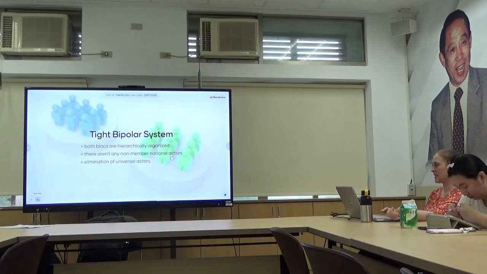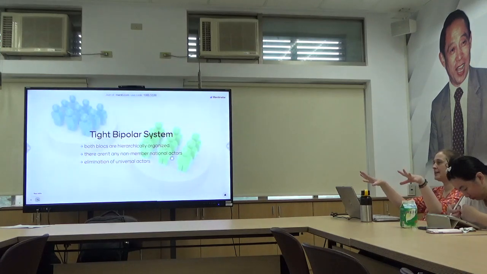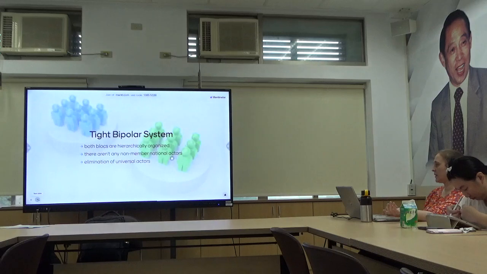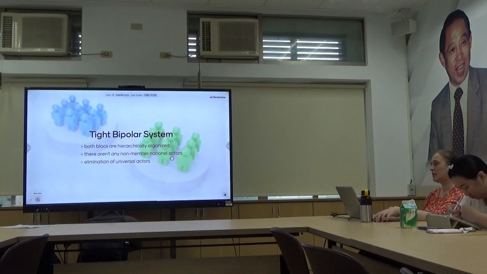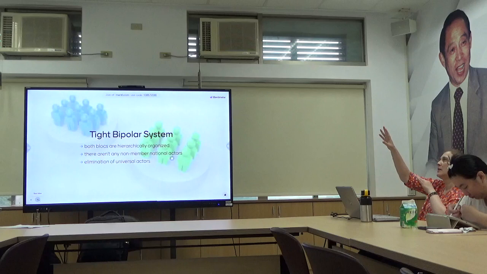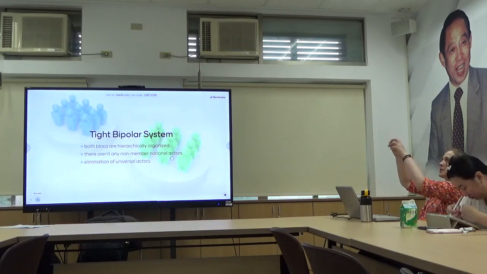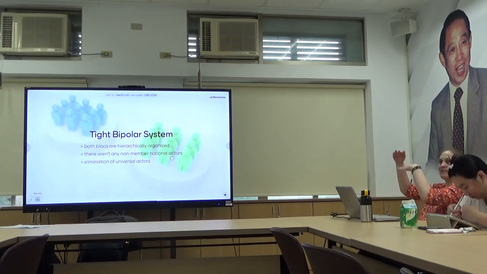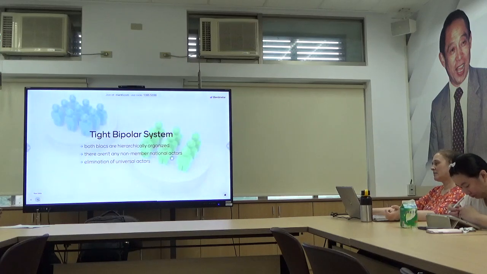Then the next system is the tight bipolar system. Again, this is bipolar, so there are two centers. The text doesn't really give an example because there's no example per se. Tight means really strict. In this system, both blocs are hierarchically organized. Hierarchically organized means that there's a leader, like a big boss, and small bosses, and so on, right? So both blocs are like this.